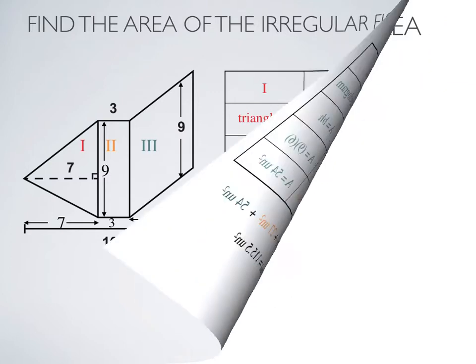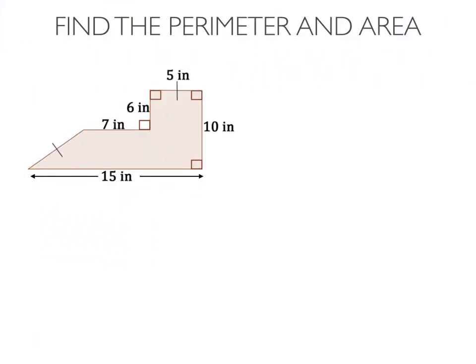All right, let's look at our next example. This shape didn't come to me already divided up, so I have my choice of how I want to divide this shape up. I could draw 2 vertical lines and break this shape up into 3 pieces, or I could draw just one line and break it up into 2 pieces. So this is the way I'm going to proceed. This is my rectangle, and then I'll have a trapezoid.